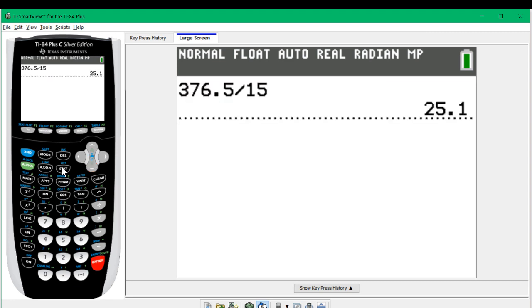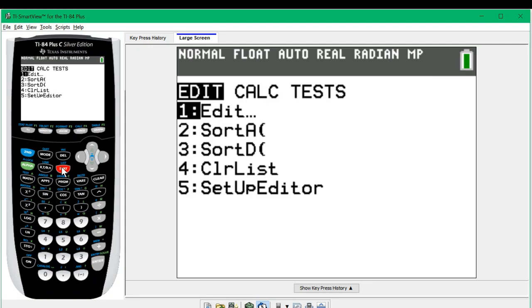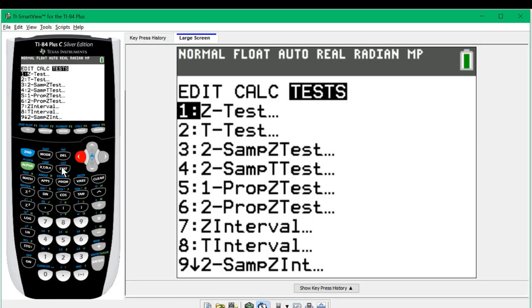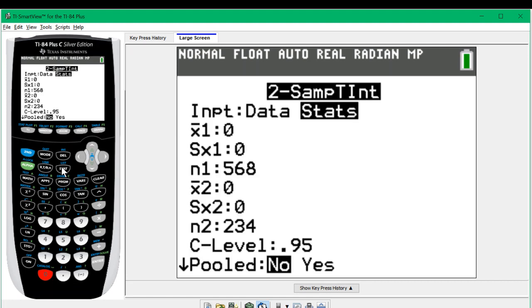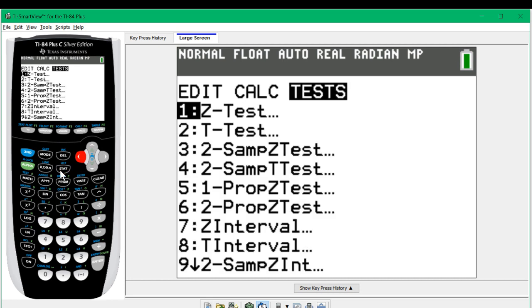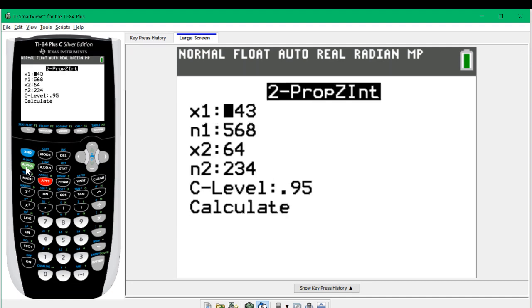What just happened? I think I pushed enter too many times. 0.08419. Yeah, here we go. 2 prop Z interval. Here are our numbers, which should be the same numbers that we used for the z-test.